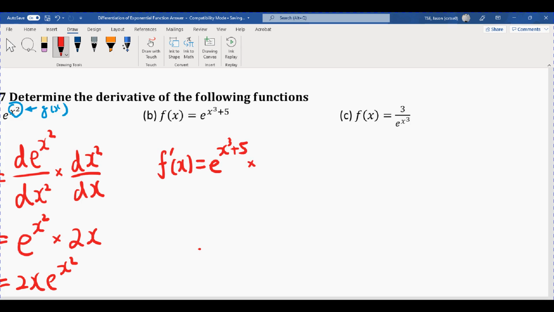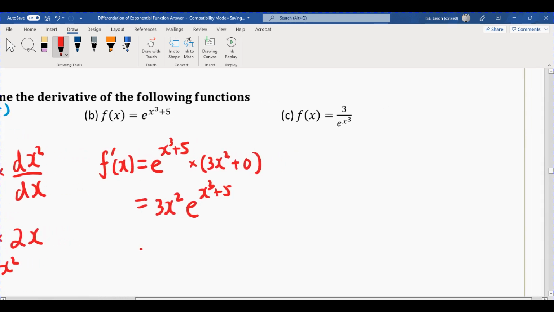Then you differentiate x cubed plus 5. How can we differentiate x cubed plus 5? Remember you apply the power rule. So the derivative of x cubed is 3x squared, and the derivative of 5 is 0. And that's it. In the exam, if you write things like this, it's completely fine. It's 100%. For this one, you might want to rewrite that function a little bit because you want to see.